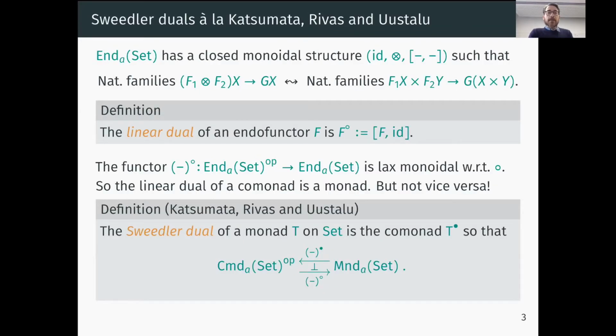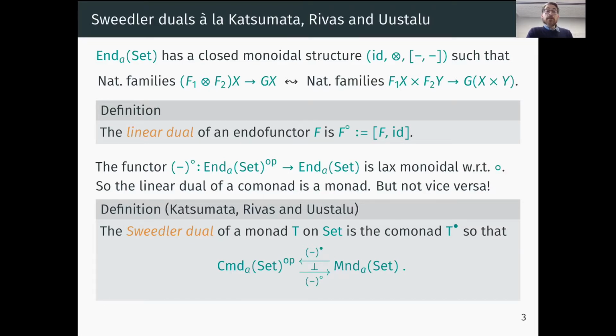All right, so now we're jumping forward 50 years to 2019. There's a paper by Katsumata, Rivas, and Uustalu, and they describe a version of this that replaces algebras and coalgebras in k-vector spaces with monads and comonads on set. So I start with the category End_A Set. These are endofunctors of set, and the A there stands for accessible, which I'm not going to explain, but it's just a size condition that makes everything work. It's a restriction on your endofunctor that you say that it's accessible.